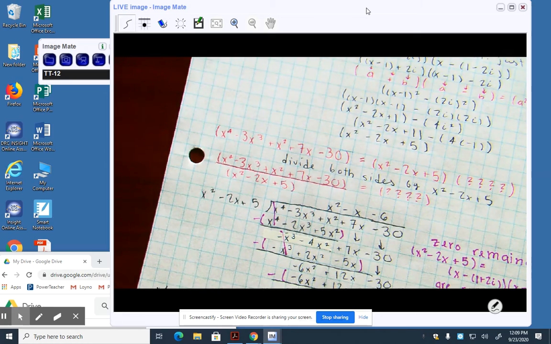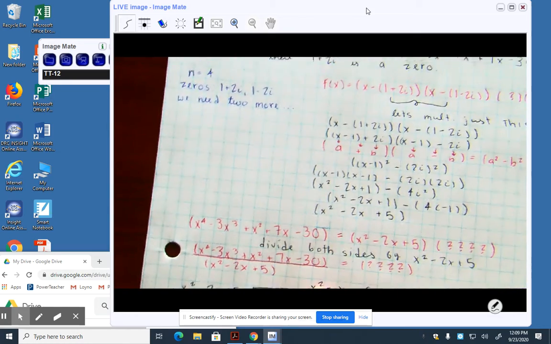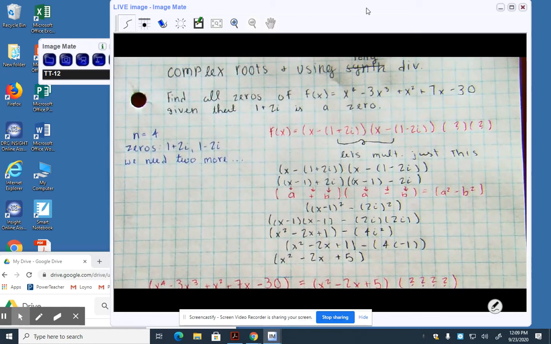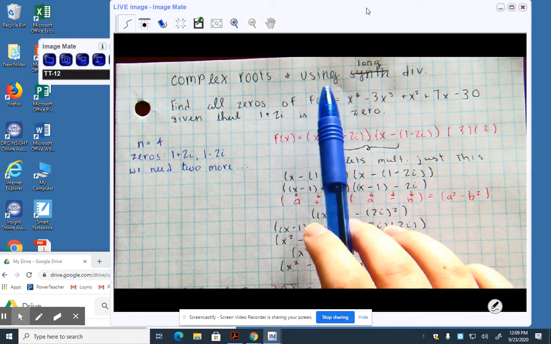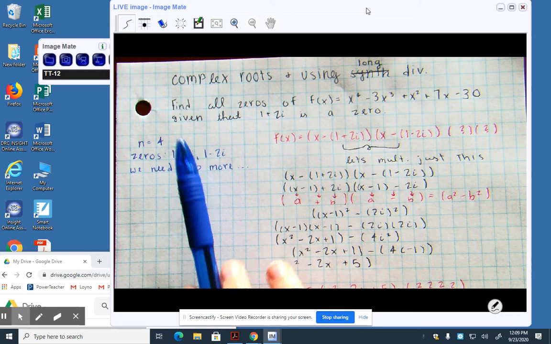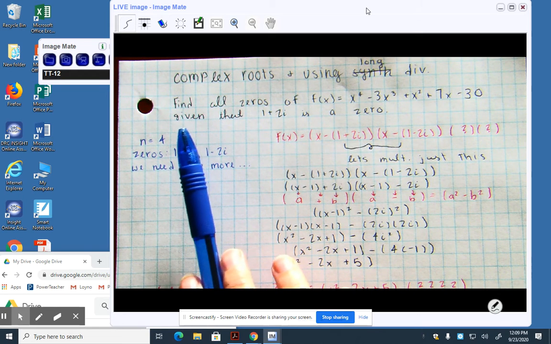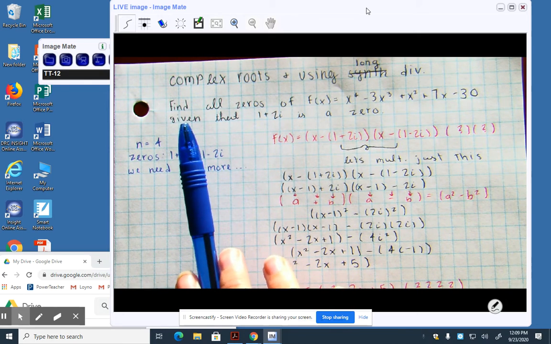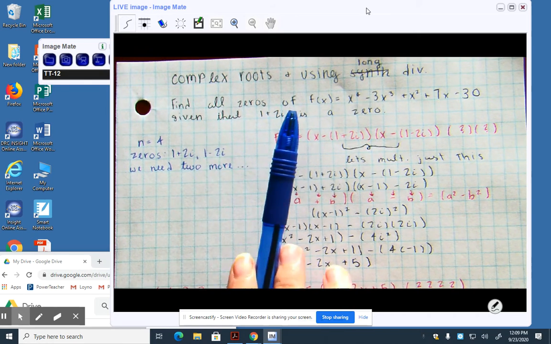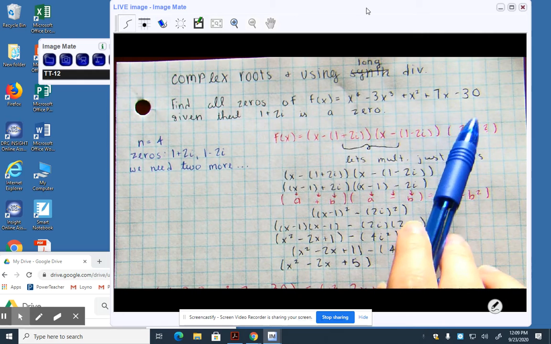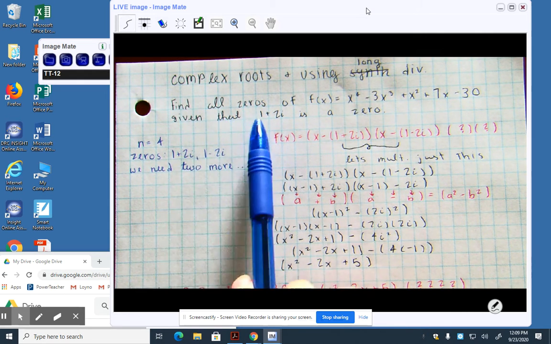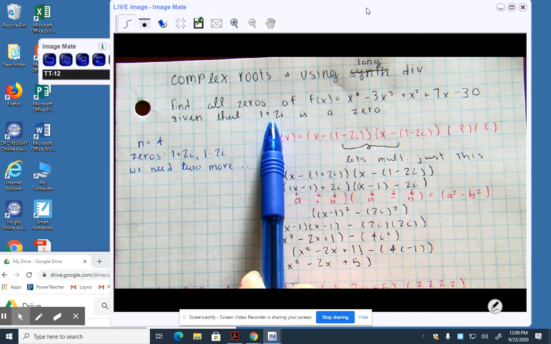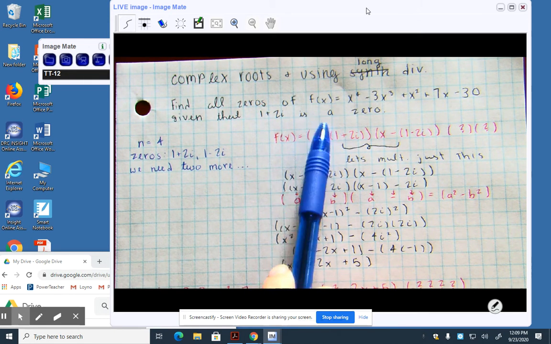Okay, now this part is crazy and also new. So it's actually super, super neat. Complex roots and using long division. My question is from the Springboard textbook, page, I think 147 or 148, you'll find it. It's example D. I think it's on both pages, actually. Find all zeros of f of x equal to this 5-term quartic, given that this complex number, 1 plus 2i, is a zero.